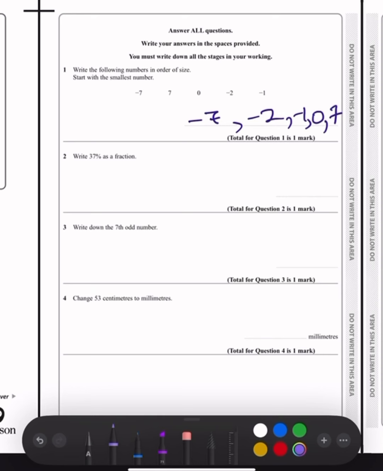So we've got 37% right now. I hope this topic is clear to you guys. So 37% as a fraction, we basically write it as 37 over 100. That's how you gain your second mark. Basically 1 mark here, 1 mark here, 2 marks already. Now we're going to move on.